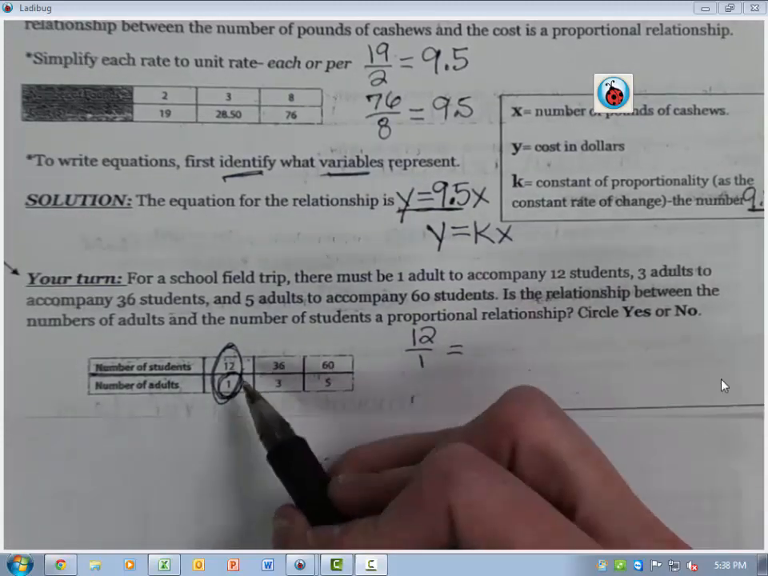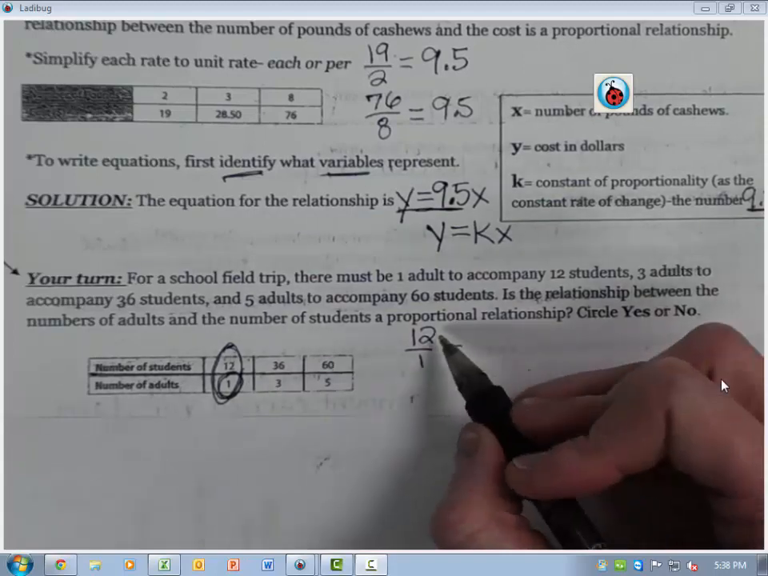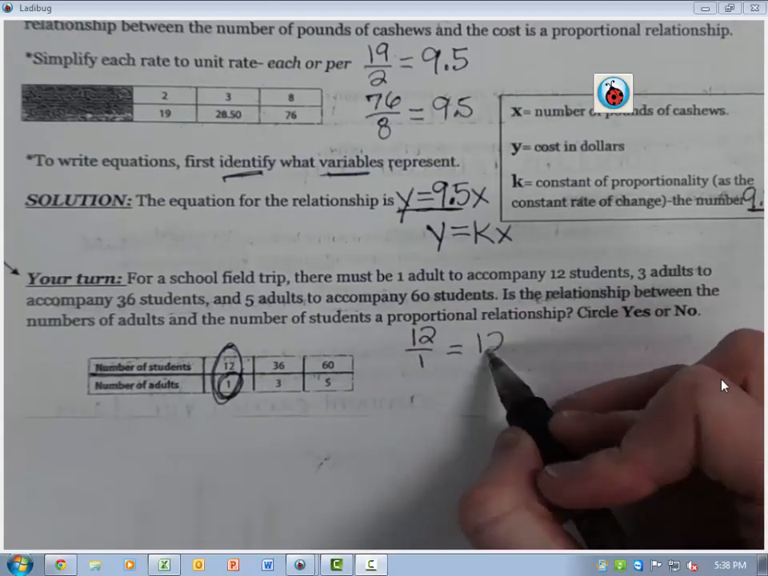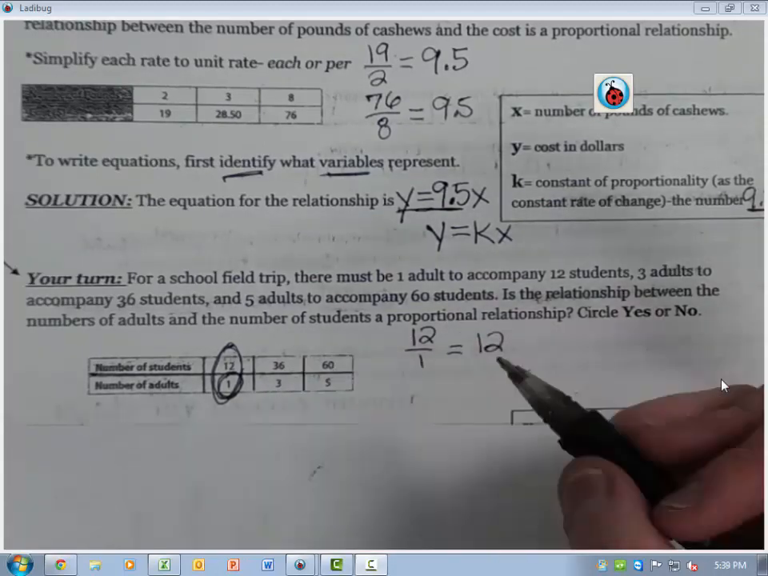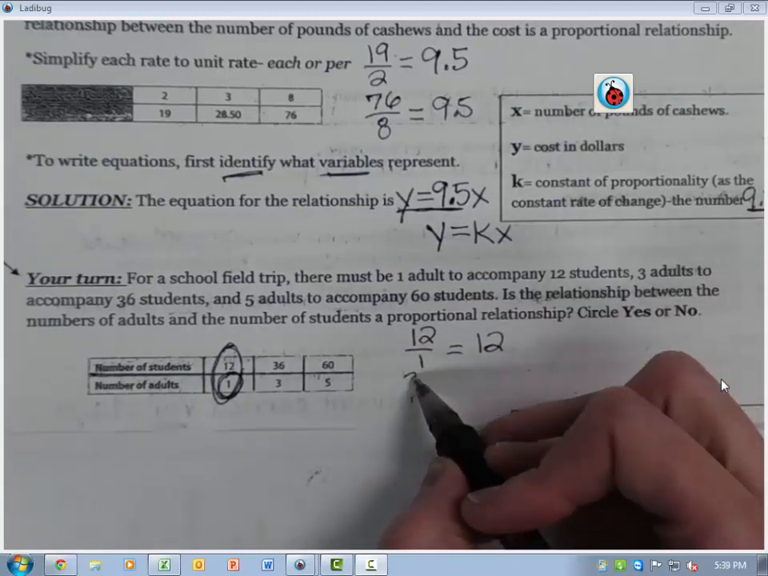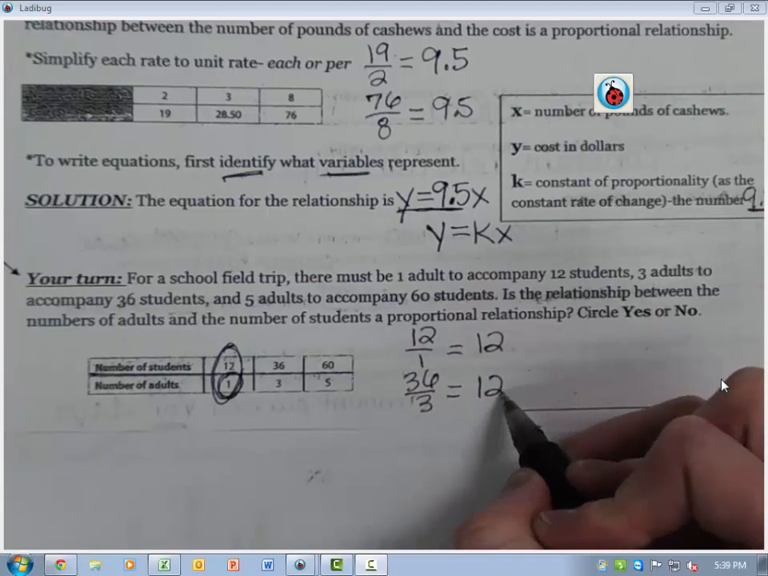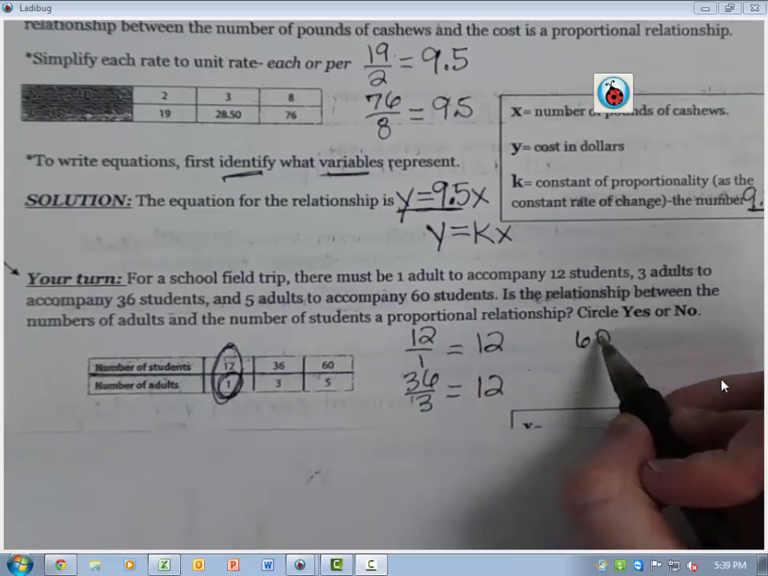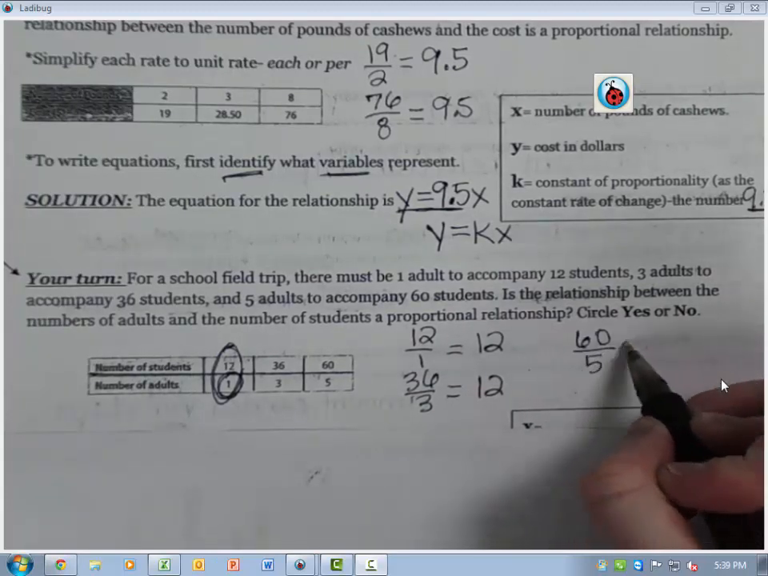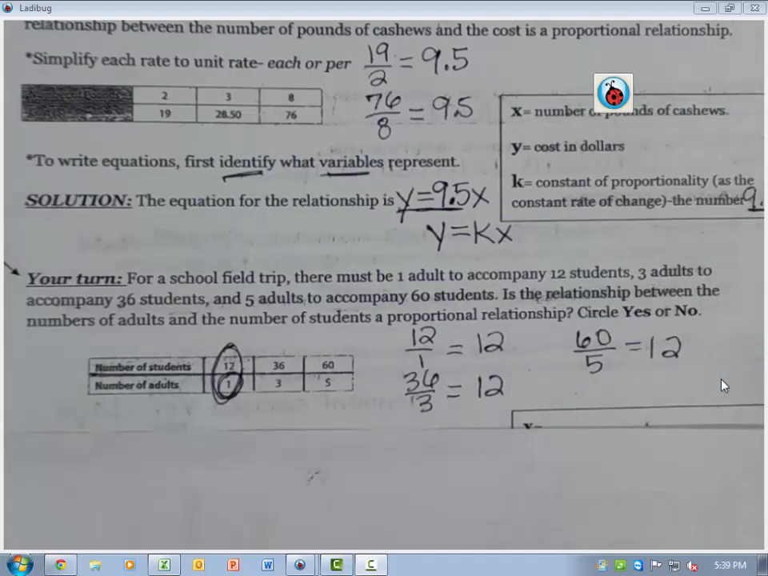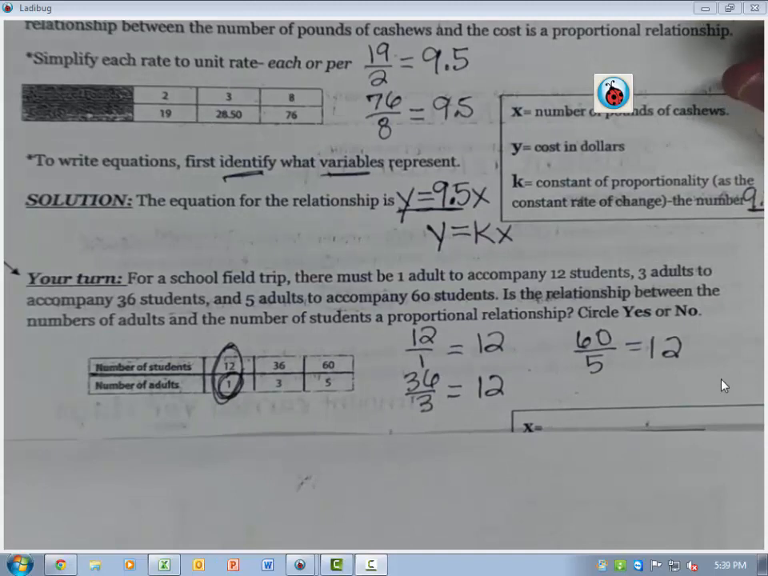So 12 divided by 1 is 12. Let's just make sure this is constant. So 36 divided by 3, is that 12? Yes, it is. And let's just make sure on this last one, 60 divided by 5, is that 12? Yes, it is. So we do have a constant rate of change, which is what? 12. Very good. And that is also called the constant of proportionality.